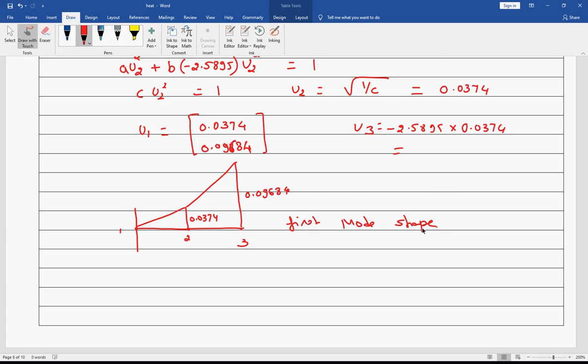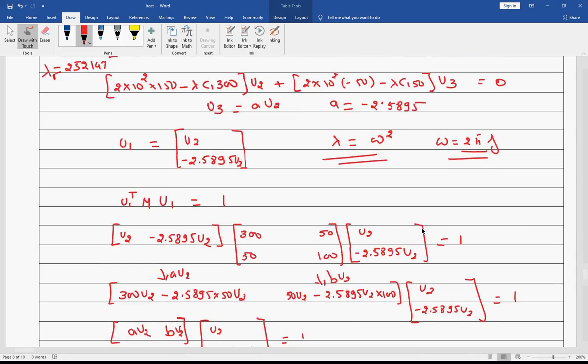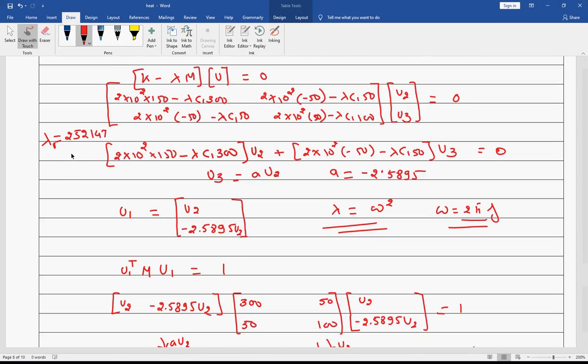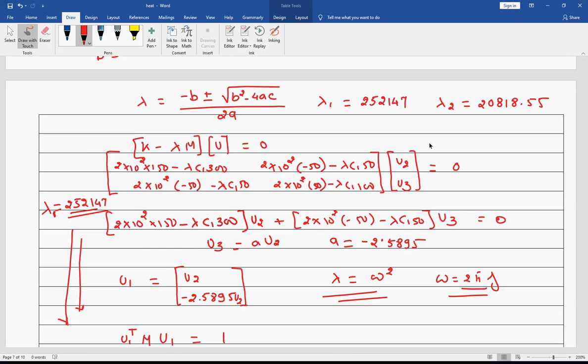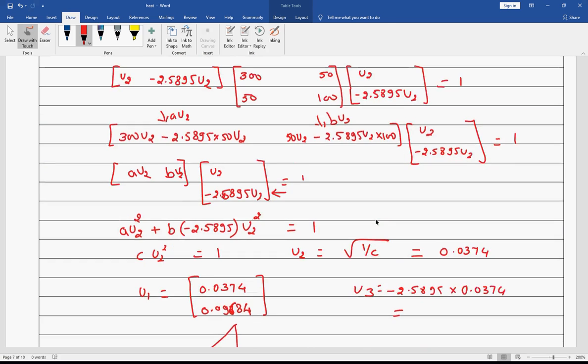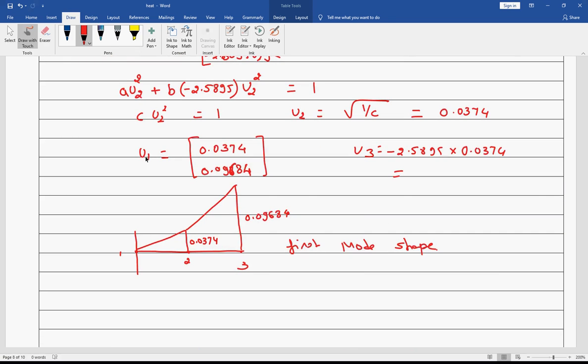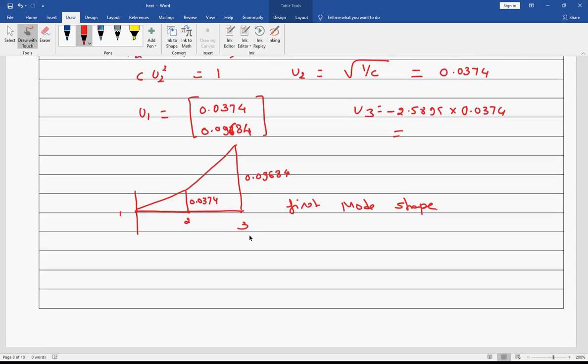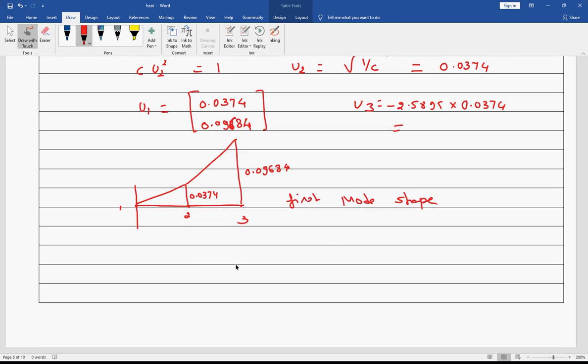Now we have to find out the second mode shape. What I did here, if you see, I have taken this lambda 1 equal to this. Now you have to repeat all this process. Whatever process we have done from here, you have to use a different lambda. What is that different lambda? This lambda. Again get this value like this. That will be your u2 vector, and try to plot the mode shape.